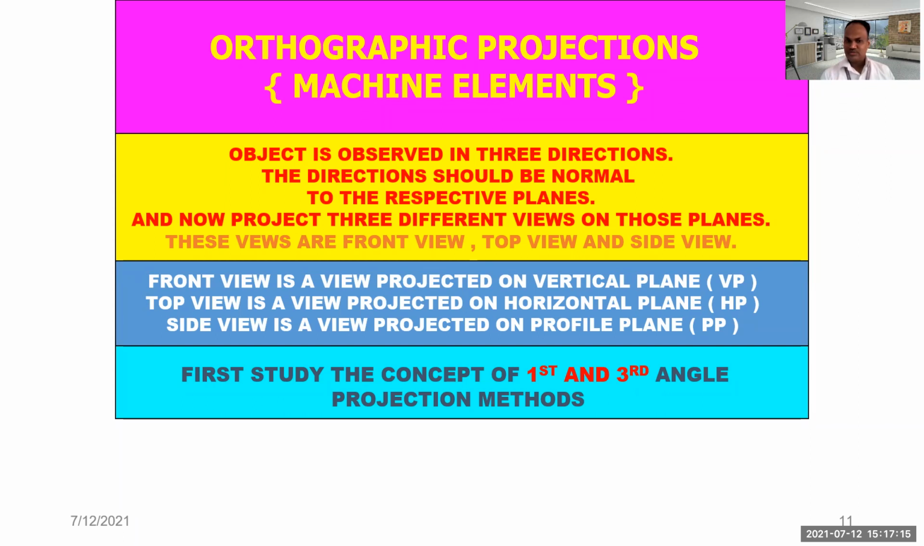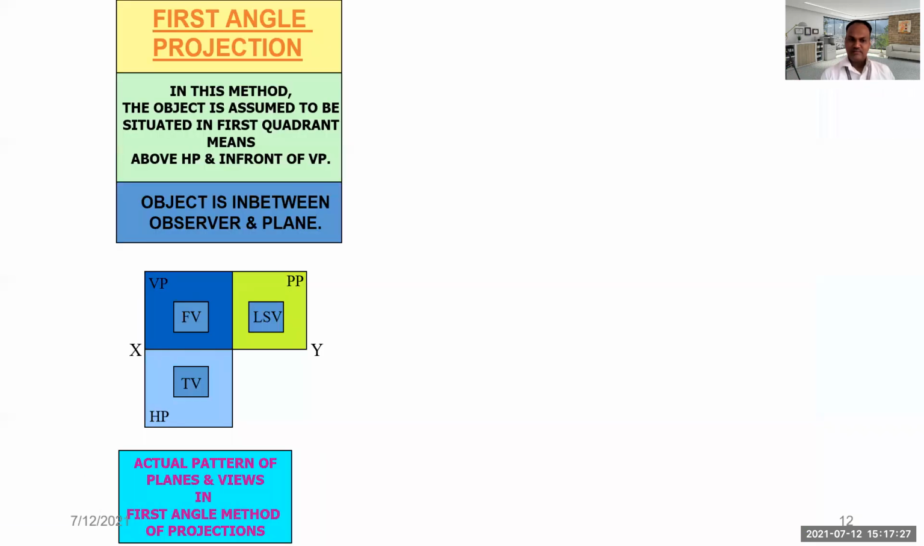The front view is the view projected on the vertical plane. The top view is the view projected on the horizontal plane. The side view is the view projected on the profile plane. So we are going to study this first angle method of projection. We are going to see 2-3 examples right now.